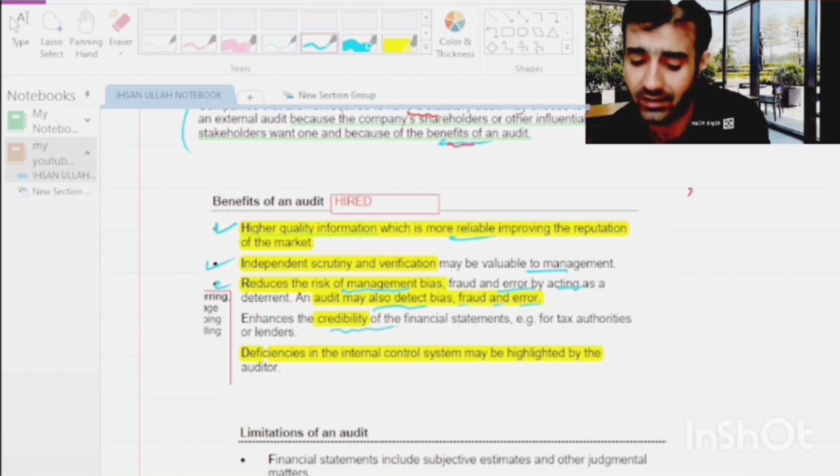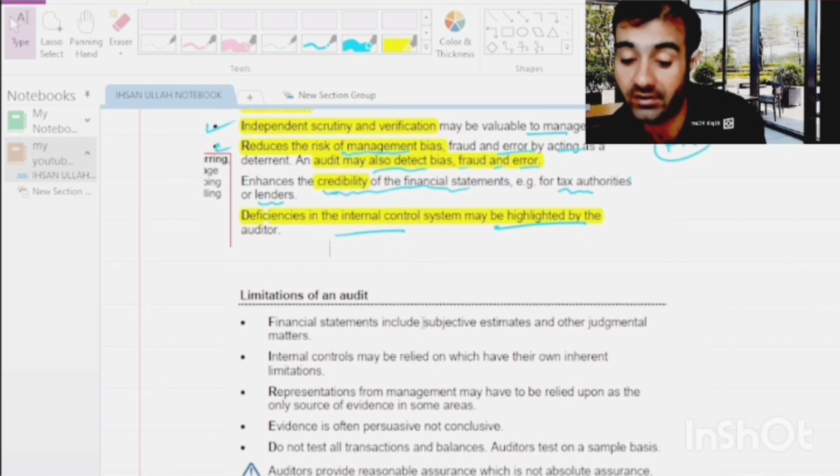Now, it has also enhanced the credibility of the financial statement, because when the financial statements have been audited, the tax authority will rely more on them, or you can say the lender will also rely on those financial statements, in contrast to those which are not audited. And the deficiency in the internal control system may be highlighted. This is the system check.